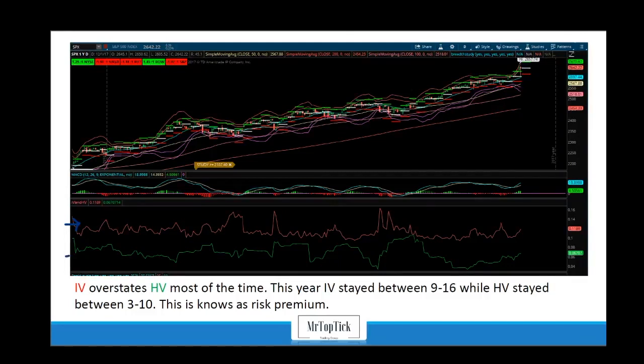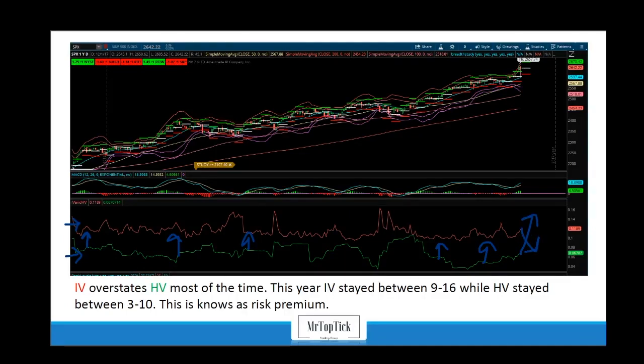This is looking backwards 20 days, because 20 trading days would be about 30 calendar days, and implied volatility looks at 30 calendar days. So if we compare the two, we always see that implied volatility is actually higher than historical volatility. Now, obviously, there are times where we see a big move in the underlying, and this green line will shoot way above this red line.